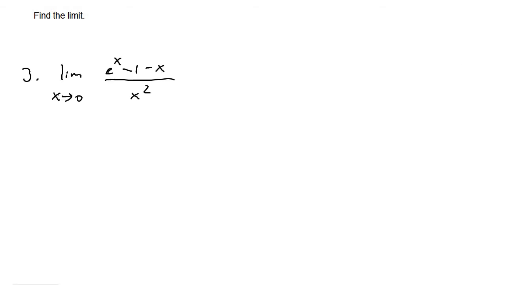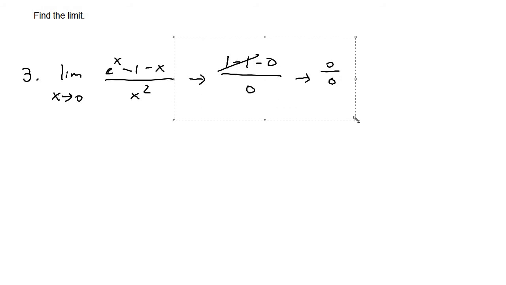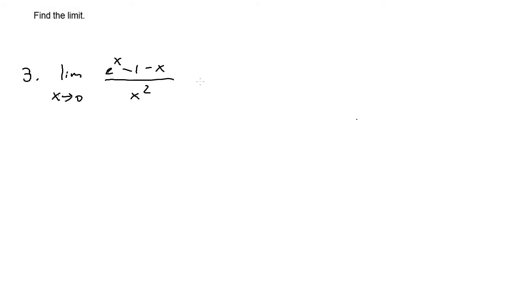Now for number 3, we have the limit as x approaches 0 of e to the x minus 1 minus x over x squared. Once again, when we use direct substitution here, plugging in 0 for x, e to the 0 is 1, so we have 1 minus 1 minus 0 over 0 squared, which is 0. 1 minus 1 is 0, 0 minus 0 is 0. So we do get 0 over 0. Because we have an indeterminate form, we go back to the limit and use L'Hopital's rule.